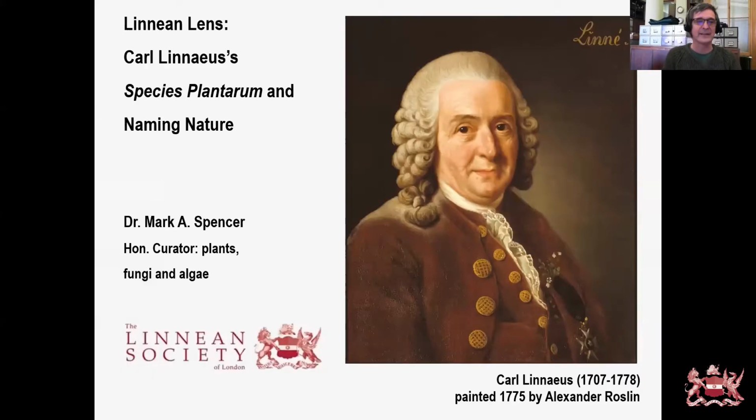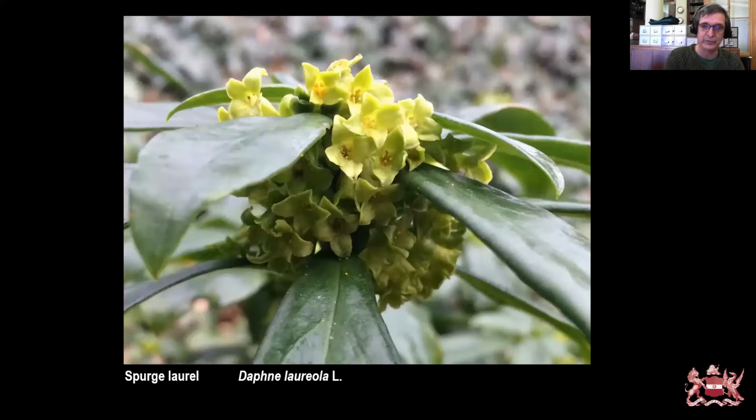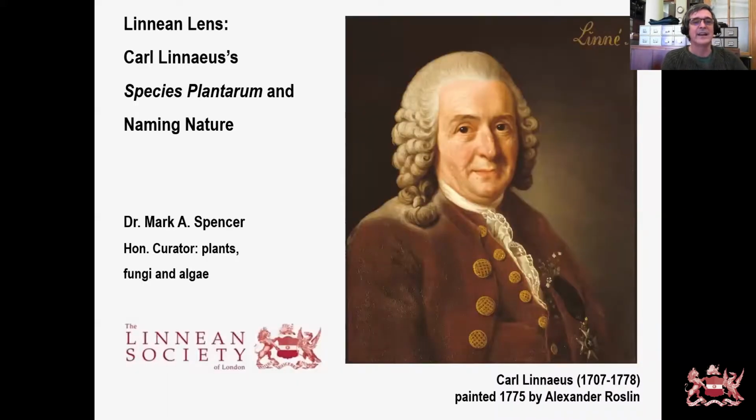So this talk today is going to be focusing upon one of the world's most important scientists, our hero Carl Linnaeus, but also upon one of his key and fundamentally important works, Species Plantarum. Now, this particular work is of key importance to us botanists because it is what we refer to as the starting point for modern botanical nomenclature.